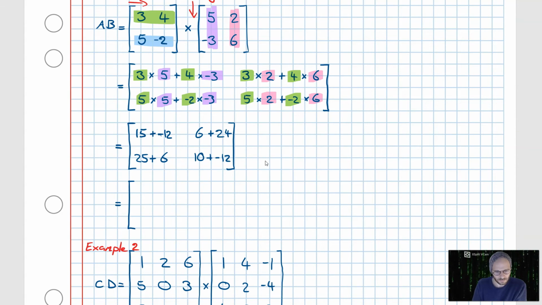Completing this, 15 take 12 is going to be 3. 6 plus 24 is 30. 25 plus 6 is 31. And 10 plus negative 12, that's just going to be minus 2. Like so. So we get an answer for A and B, or AB, of 3, 30, 31, negative 2.